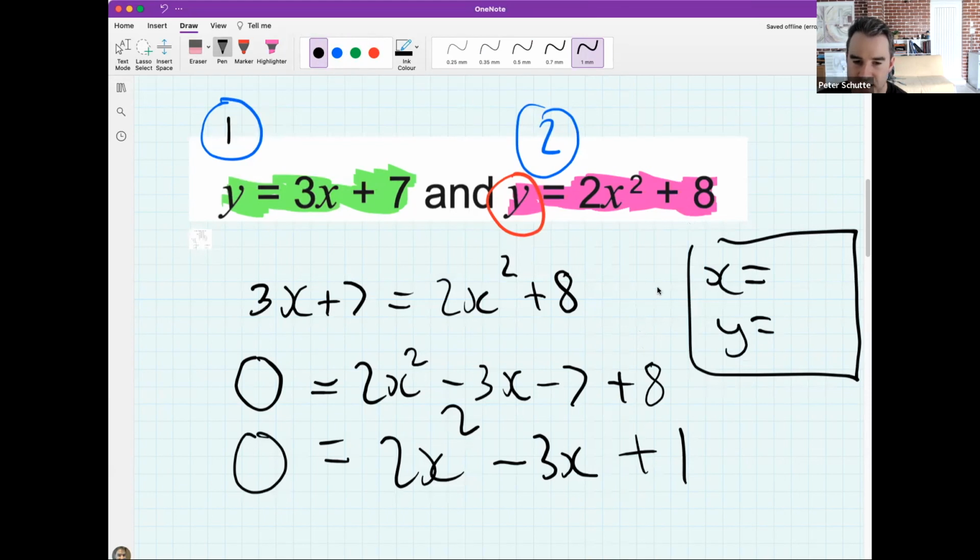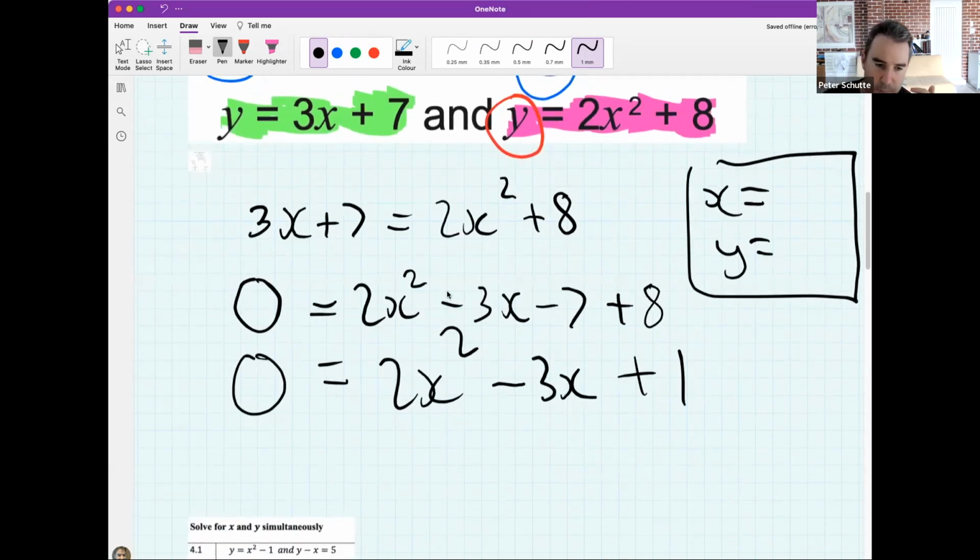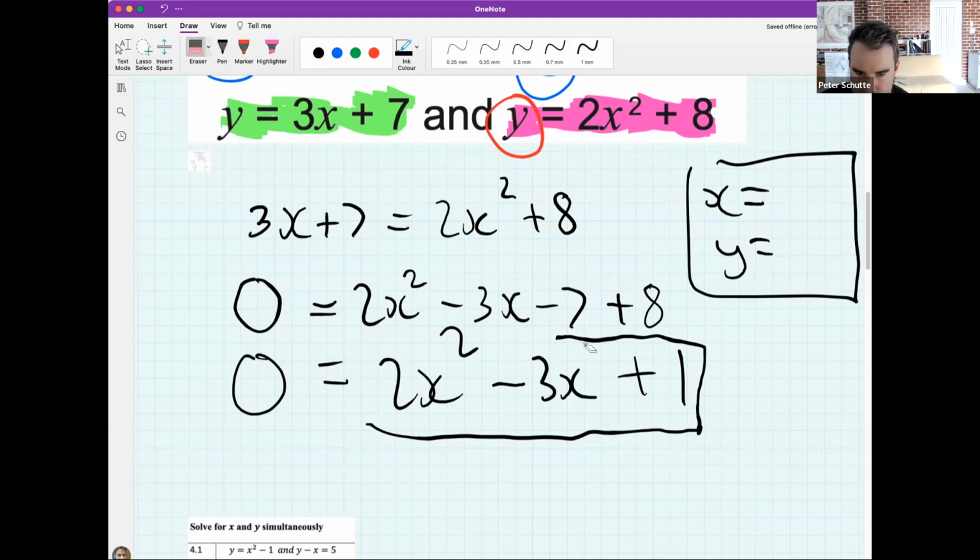So that's where we're going. But in order to get there, we have to take these steps. Step one was substitution. Step two was get it into standard form. And now we have a problem that feels a bit like the last lesson, where we have to solve this equation in order to solve the bigger one.